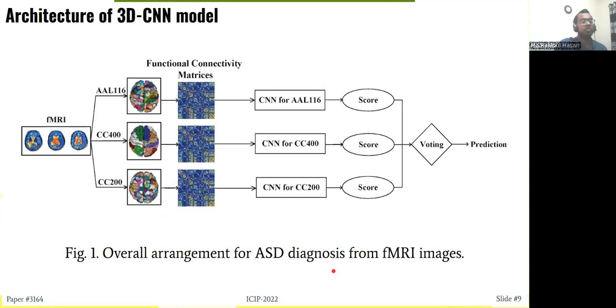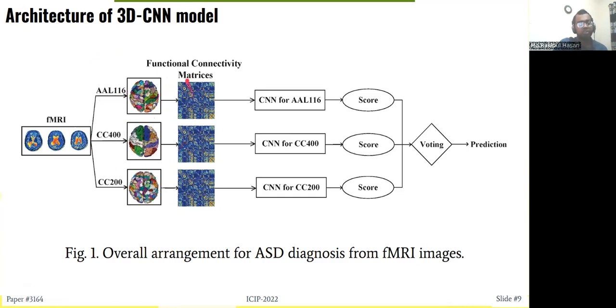Now, this is the particular architecture of the 3D CNN model that we use. This is the resting-state fMRI images from both ASD patients and healthy controls. And as we mentioned, we have three atlases. So for three atlases, we have three different brain parcellations or brain regions.